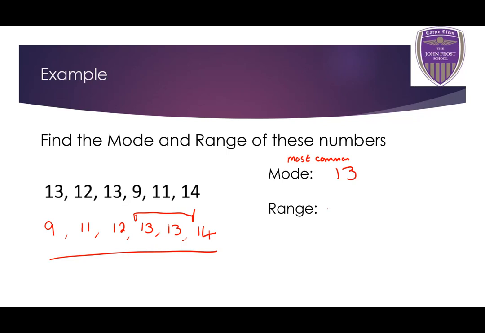And the range, to calculate the range, all we do is the biggest take away the smallest. Because we've organized our numbers in size order now, it's very easy to find the biggest, which is 14, take away the smallest, which is 9. 14 take away 9 is 5. Therefore, our range is 5. Simple as, easy peasy. Let's have a look at a different set of data.